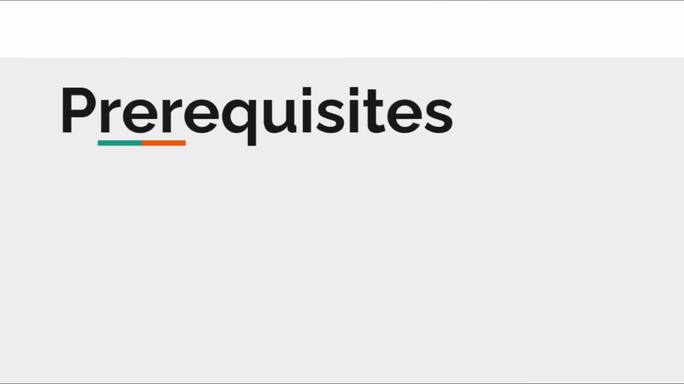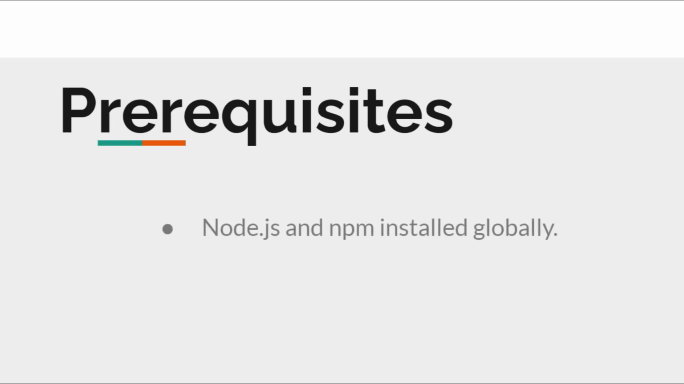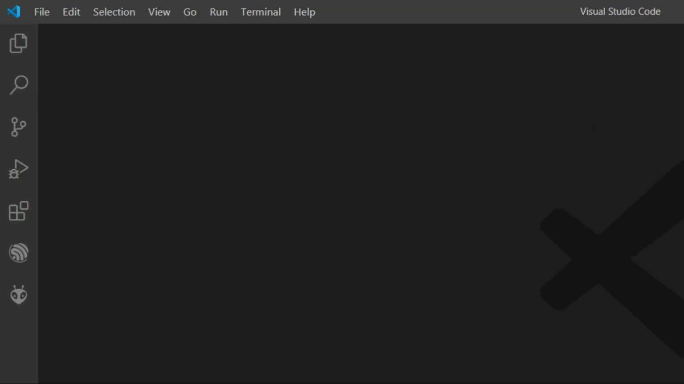To set up the development environment, we need Node.js and npm installed globally. We will need Node version greater than or equal to 8.10 on your local development machine, but it is not required on the server. Let's start.